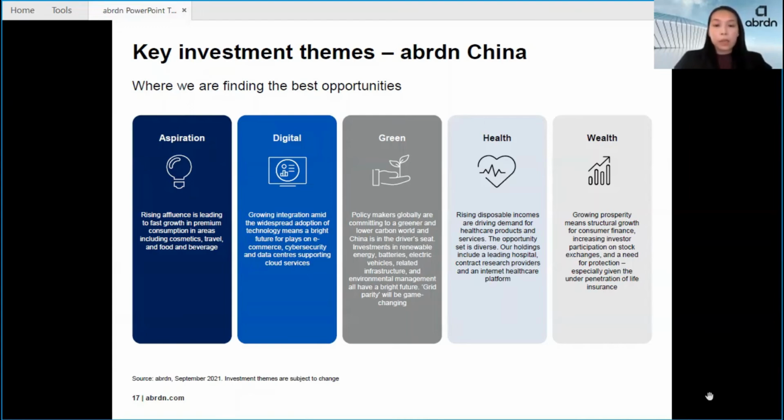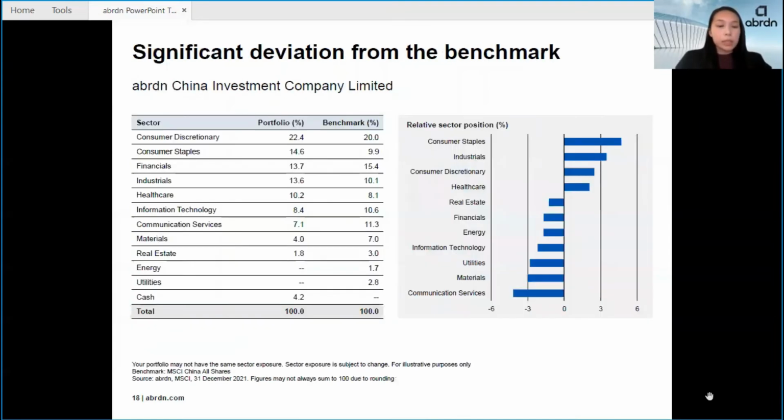And the fifth theme is wealth. So this is aligned with China's policy objectives of becoming a moderately prosperous society by 2035. The financial services sector plays a key role in creating and protecting wealth. It's still relatively underdeveloped compared to many of the developed countries. So we have a couple of key holdings here, including China Merchants Bank, which we believe are going to be long-term winners.